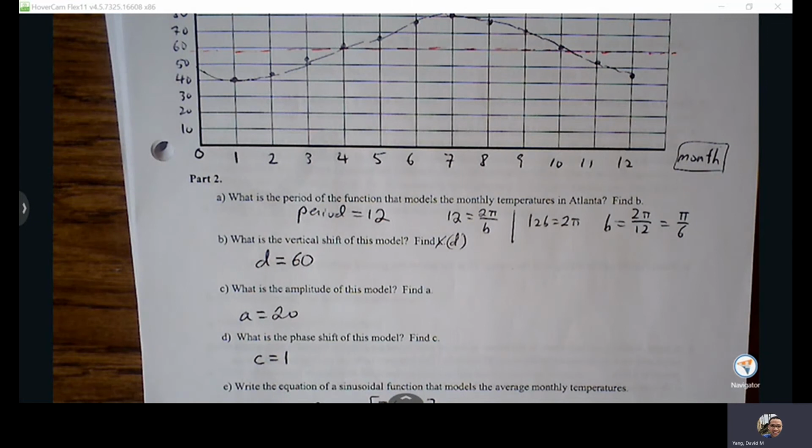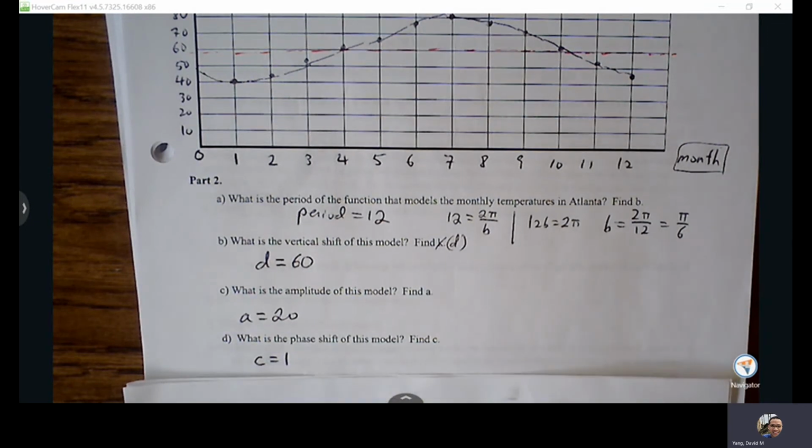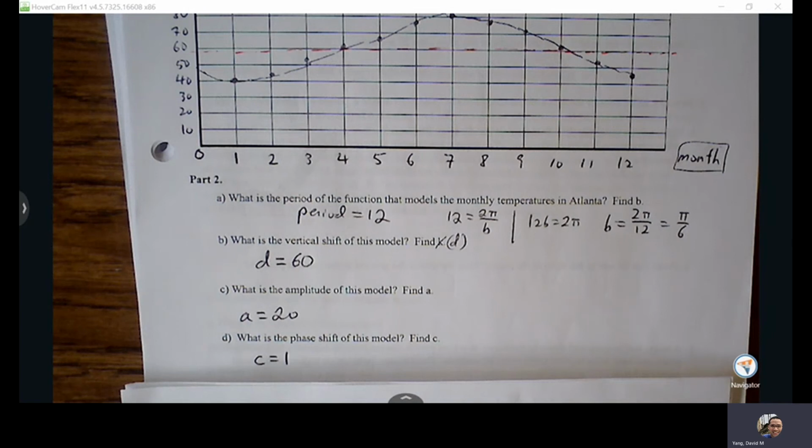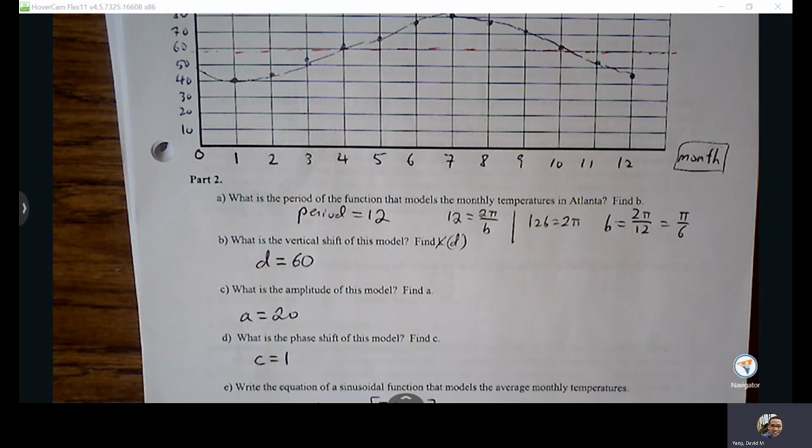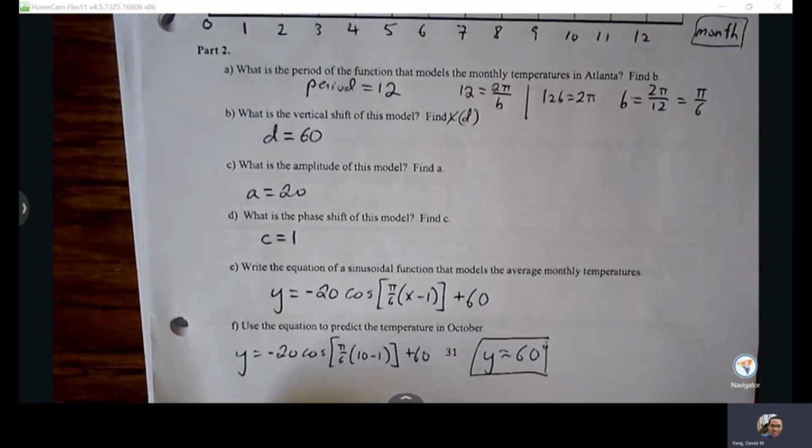E, the phase shift. Yeah, phase shift is going to be 1. Oh, but it's going to be -1. Okay, check your answer.